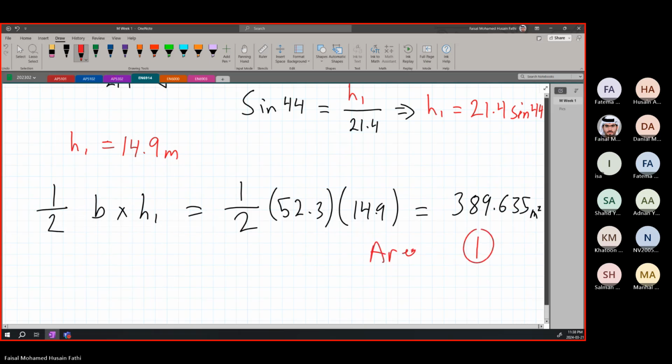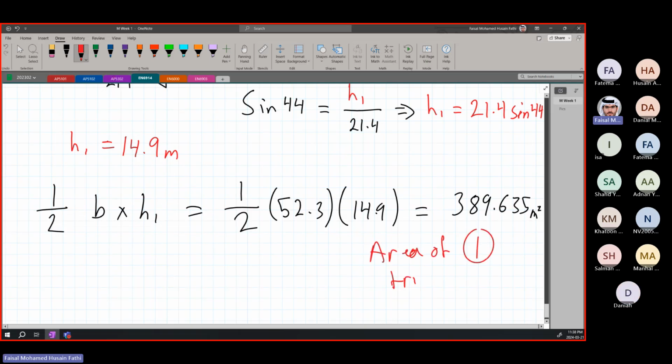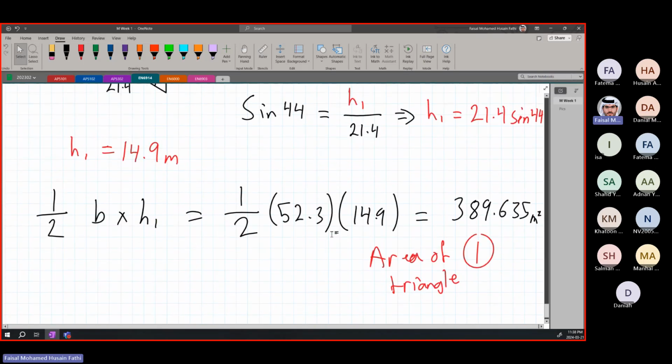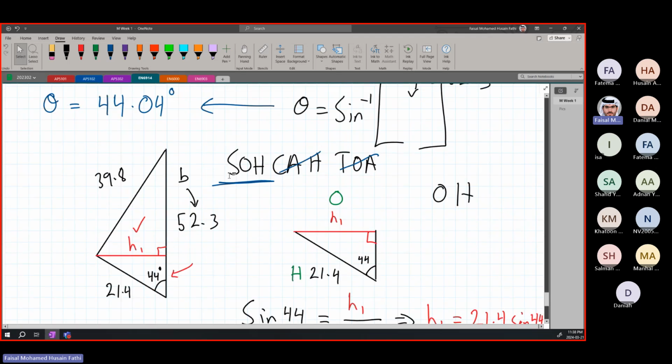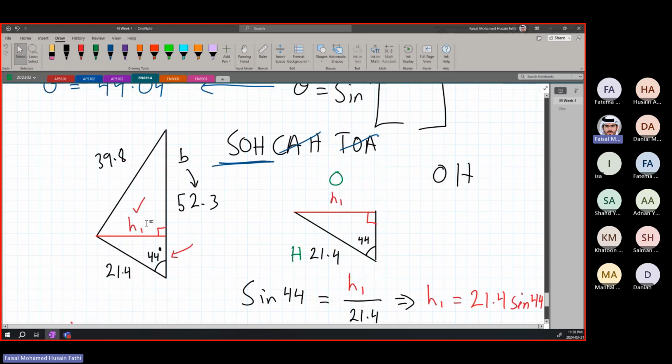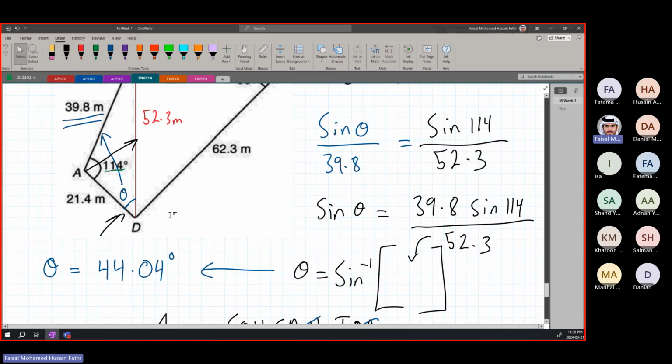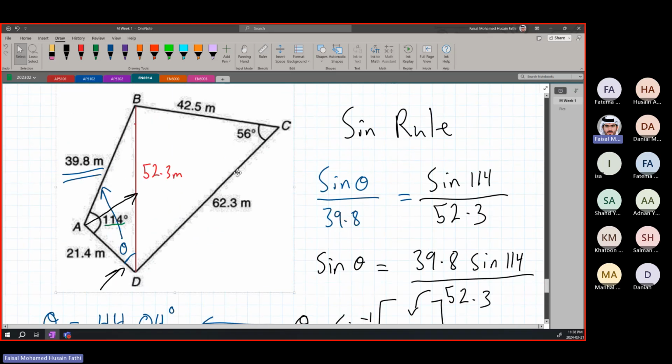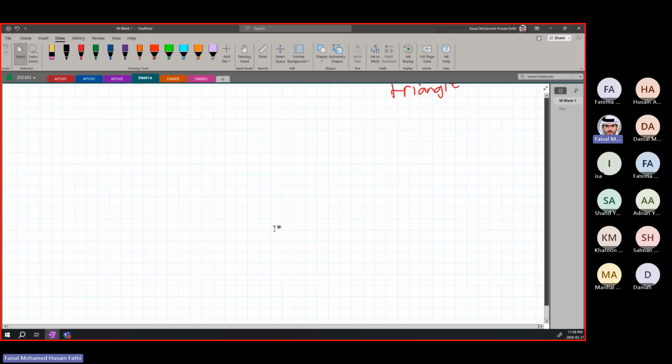Area of triangle 1. Okay? Now we are going to repeat the exact same steps that we have done over here for the second triangle, this big triangle. We already have the base calculated previously from cosine rule, so we don't have to recalculate that, but we have to do the same steps here to find the angle and all of that. So to do that, I'm just going to copy this again one more time over here.